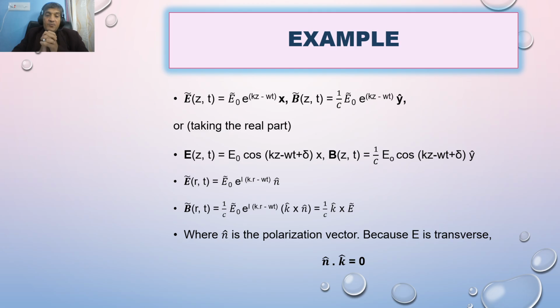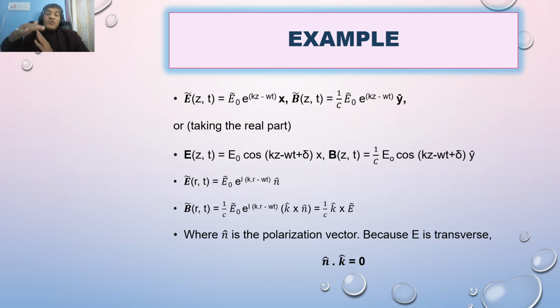So I think this point is clear here. Now move to the original equation. So here is some general equation: E equal to E naught e raised to the power i(k dot r minus omega t). The unit vector n shows the direction of the vibration of the electric field, and the direction of the vibration is perpendicular to the direction of the propagation.